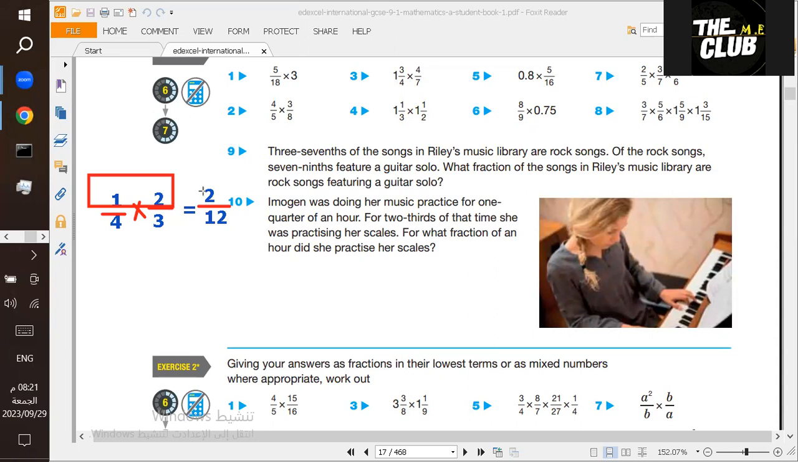I'm going to divide both of them by 2. 2 divided by 2 is 1, and 12 divided by 2 is 6. Very good. So the final fraction is going to be 1/6. Let's write it like this. Okay, that's it for question 10.